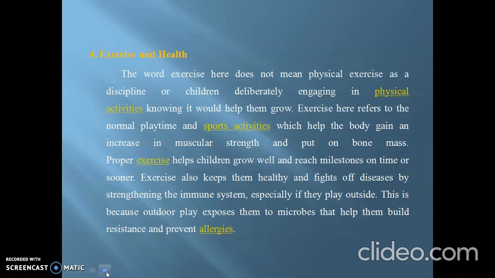Exercise and health. The word exercise here does not mean physical exercise as a discipline or children deliberately engaging in physical activities, knowing it could help them grow. The exercise here refers to the normal playing time and sports activities which help the body gain and increase in muscular strength and put on bone mass.